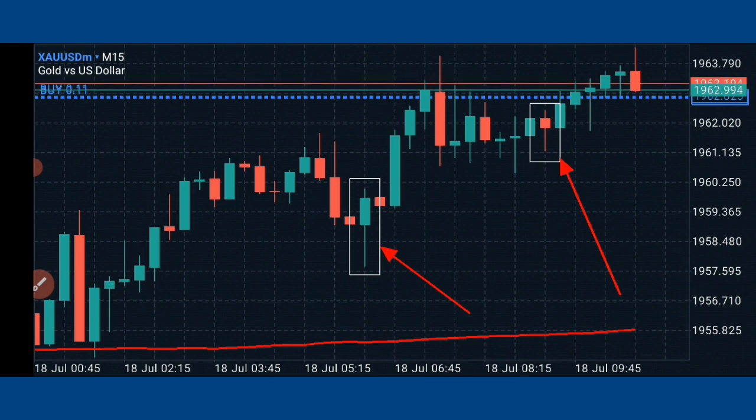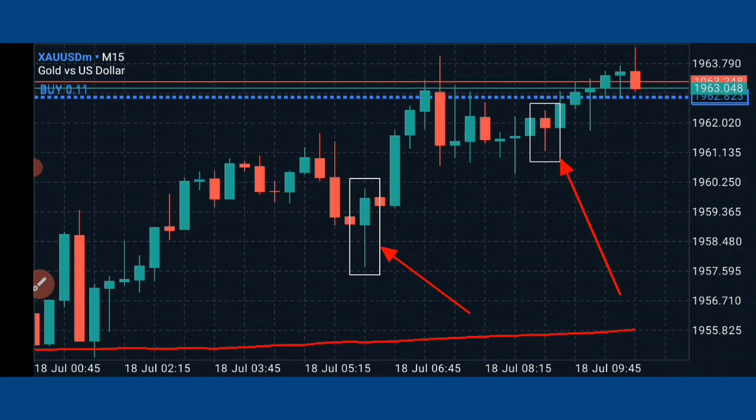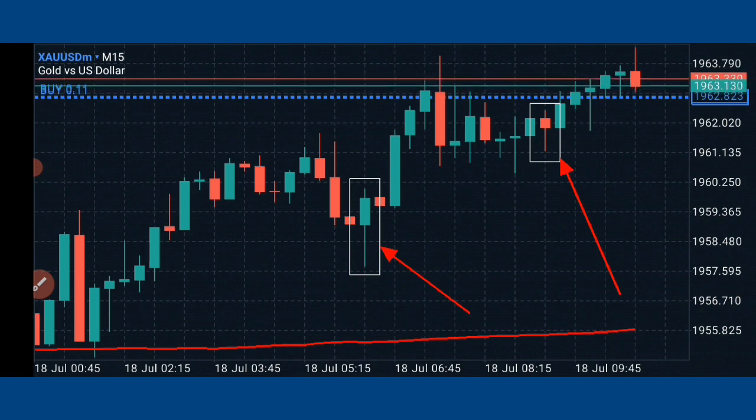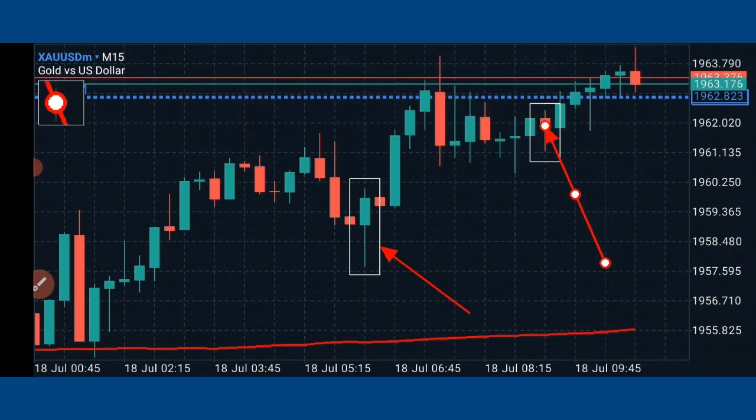And the body is usually at the top end of the day's range. As you can see, this is the body here, this small reddish body. And what happens there is that when the market opens, this green candle here, the market opens at the top here.